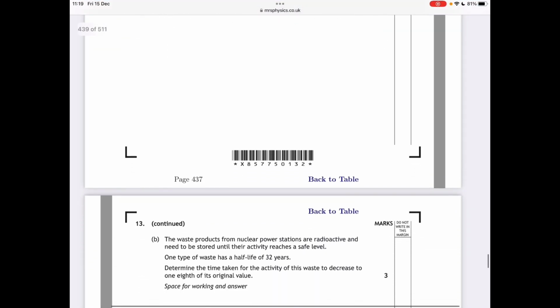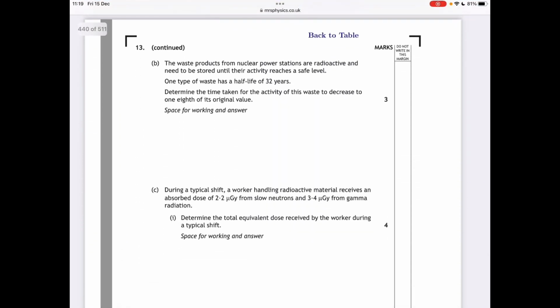So, if we move on to the next one, which is 13B, the waste products from nuclear power stations are radioactive and need to be stored until their activity reaches a safe level. One type of waste has a half-life of 32 years. Determine the time taken for the activity of this waste to decrease to 1/8 of its original value.